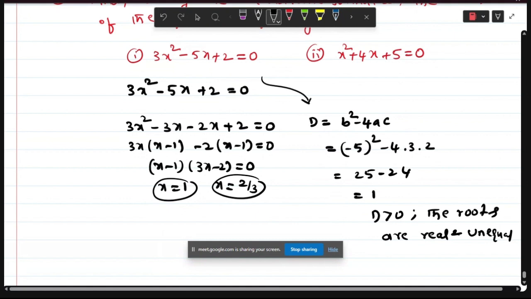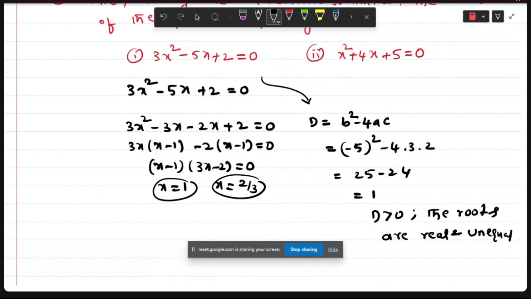If they exist or not means first find the discriminant. If the discriminant is greater than 0 or is equal to 0, the roots exist.